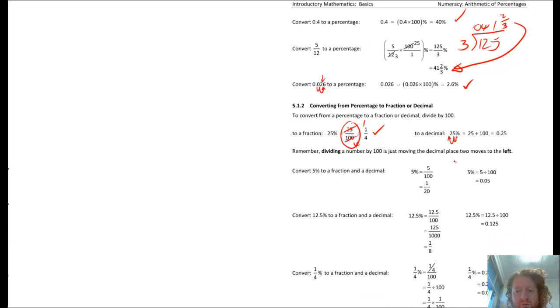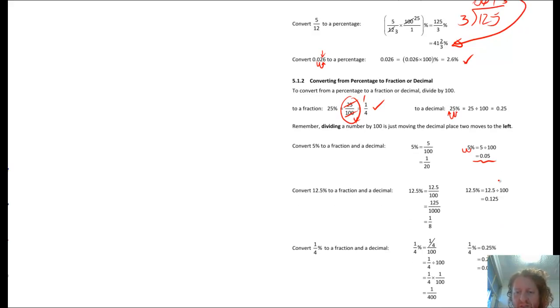Now, we've got a few more examples, but again, 5% is just 5 on 100. Can simplify down to 1 on 20. 5% with a decimal here, and 2 moves backwards becomes 0.5, and then it becomes 0.05, which is what we've got. So hopefully these examples are making sense. Are there any twists in them? Okay, well this one, 12.5% is 12.5 over 100.